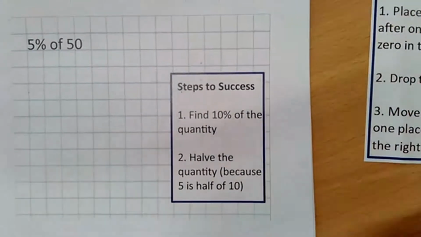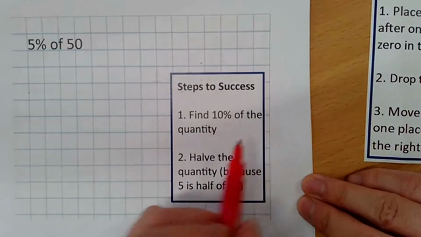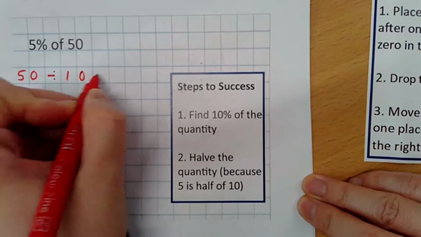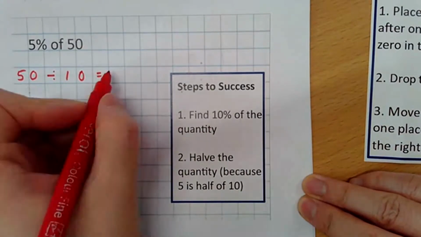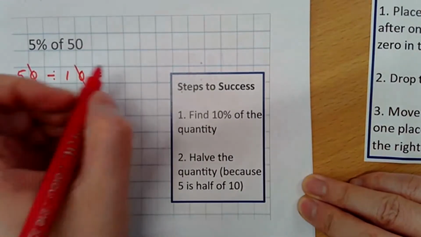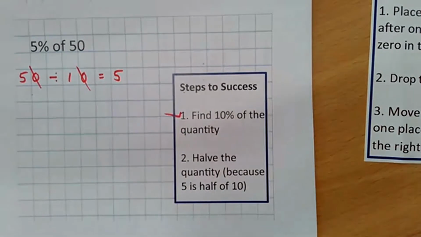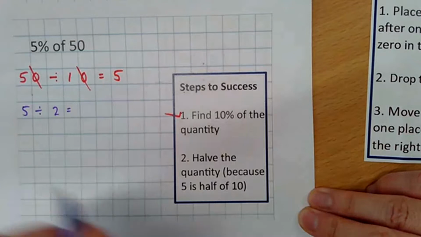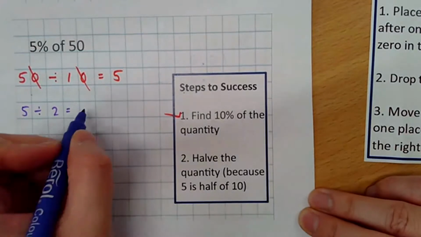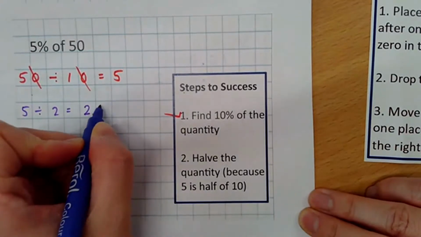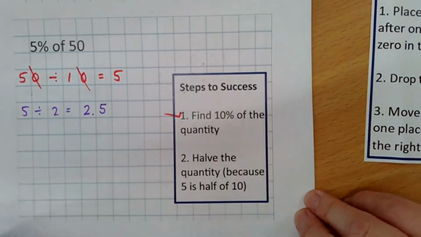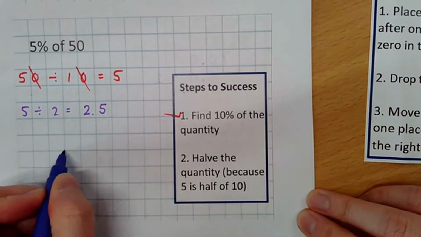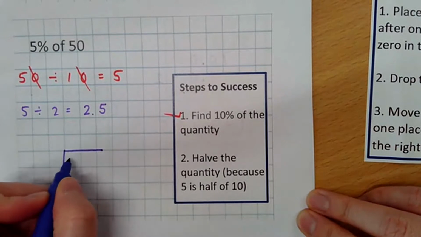Let's take a look at this. 10% of 50, so 50 divided by 10 equals 5. Great. Half of 5 is 2.5. Good.